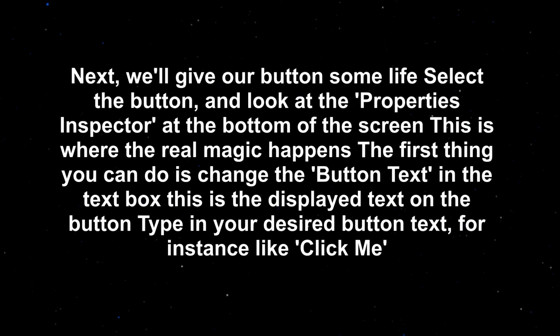Next, we'll give our button some life. Select the button, and look at the Properties Inspector at the bottom of the screen. This is where the real magic happens. The first thing you can do is change the button text in the text box. This is the displayed text on the button. Type in your desired button text. For instance, like "Click me."